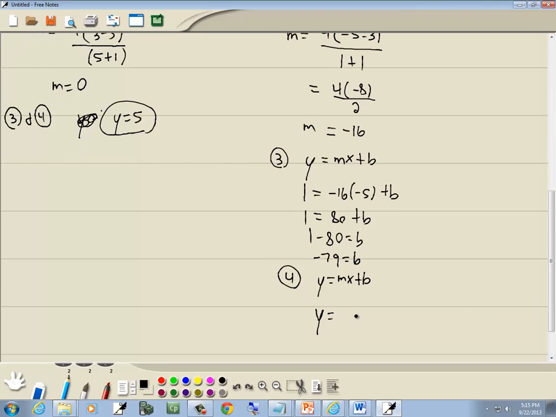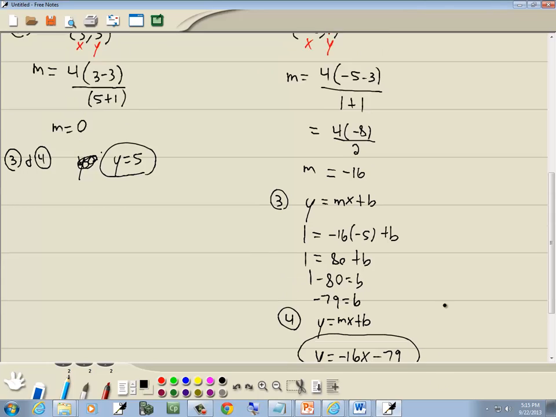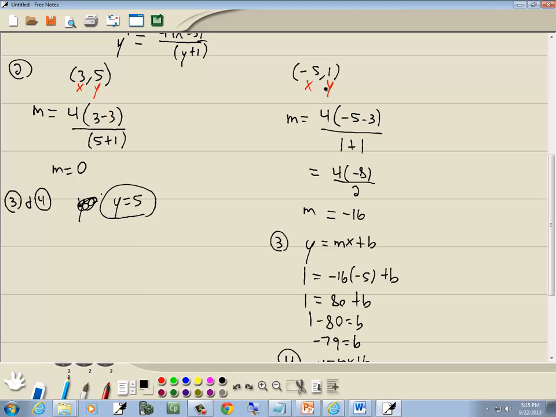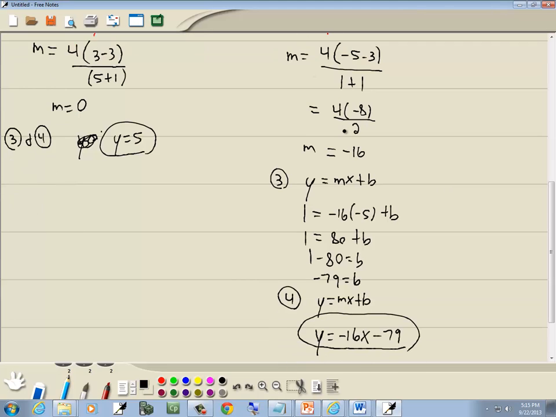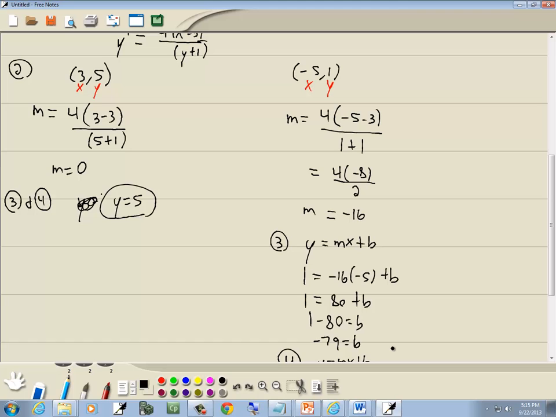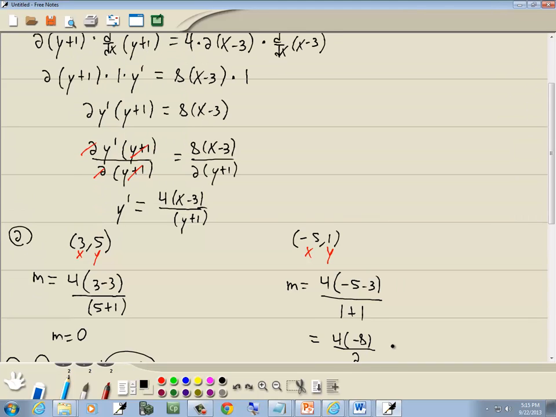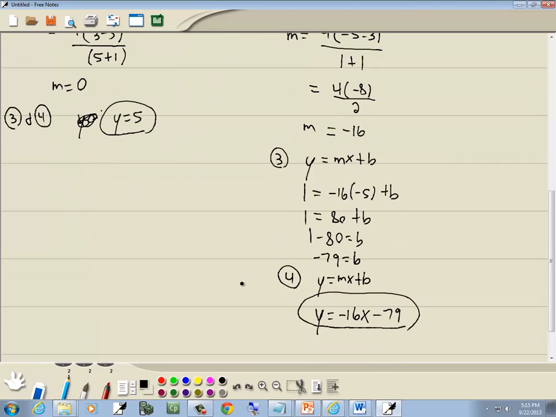Okay, we'll plug in negative 16 for m, and plug in negative 79 for b, and that would be our equation of the tangent line. Let me just double check real quick. Okay, the points look good there. That looks fine. So those would be our answers.